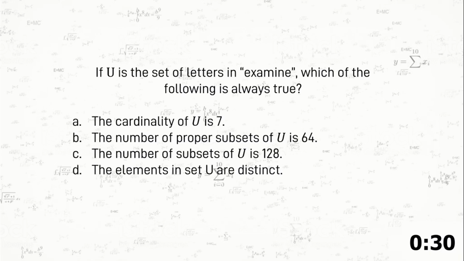If U is the set of letters in "examine", which of the following is always true? A. The cardinality of U is 7. B. The number of proper subsets of U is 64. C. The number of subsets of U is 128. Or D. The elements in the set U are distinct.